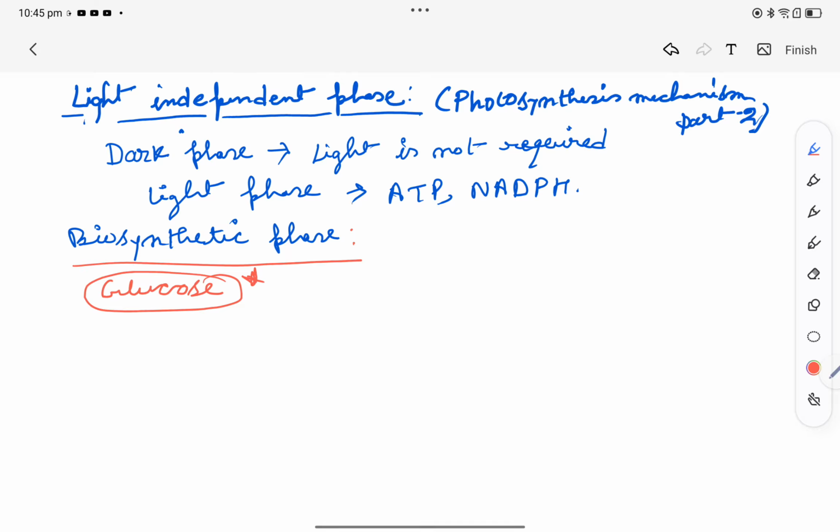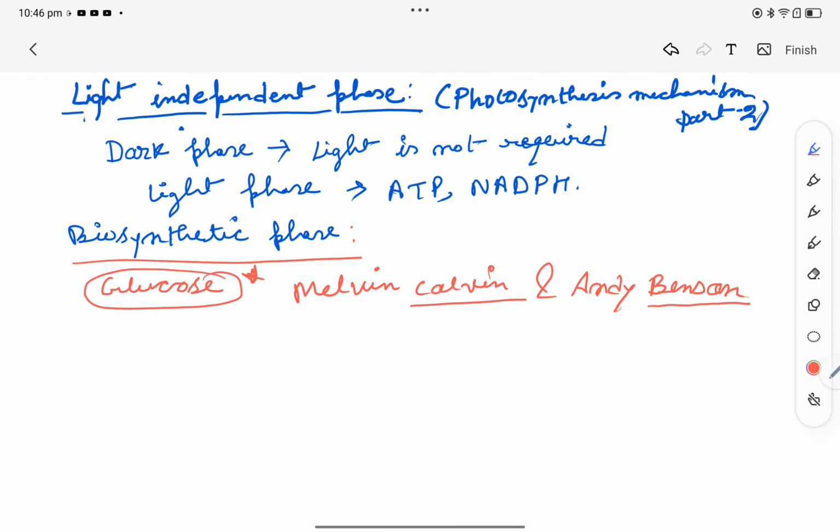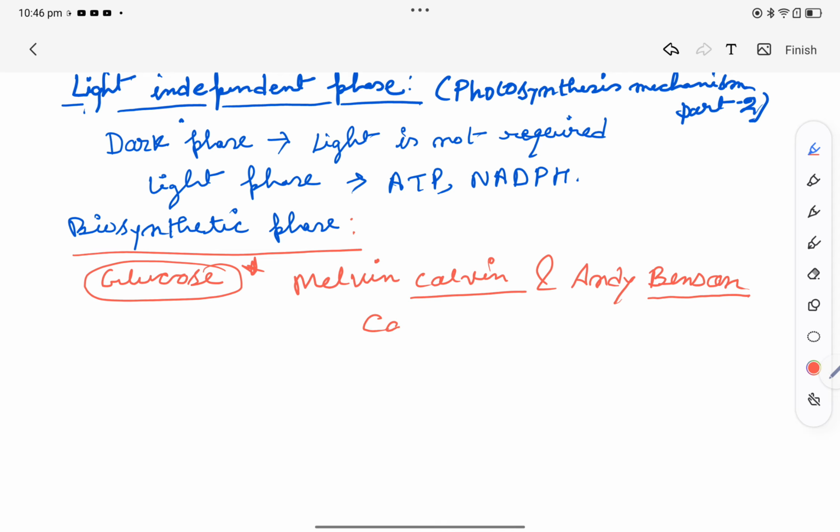Now, this series of reactions was first discovered by Melvin Calvin and Andy Benson. Based on these two scientists, the biosynthetic phase is popularly known as the Calvin and Benson cycle.